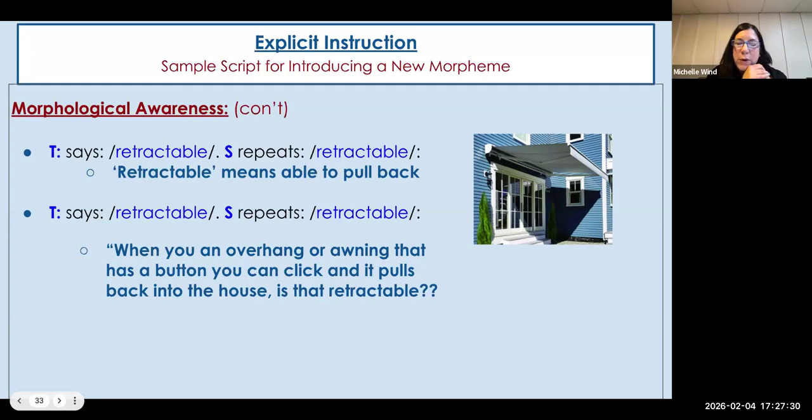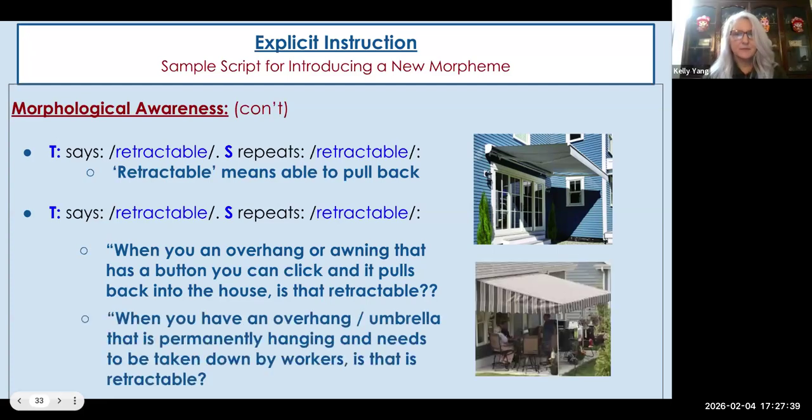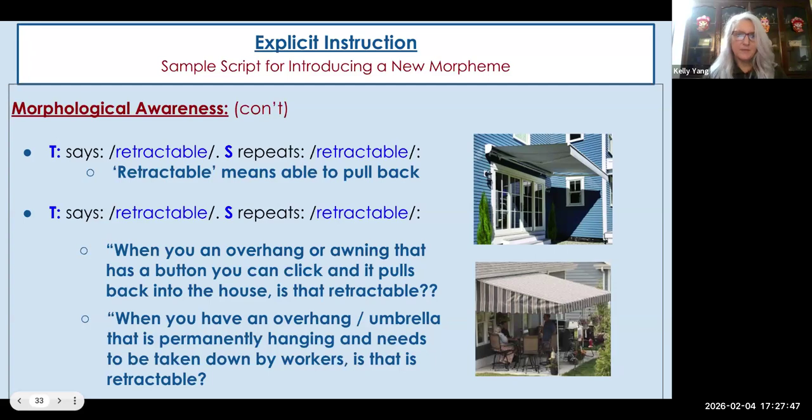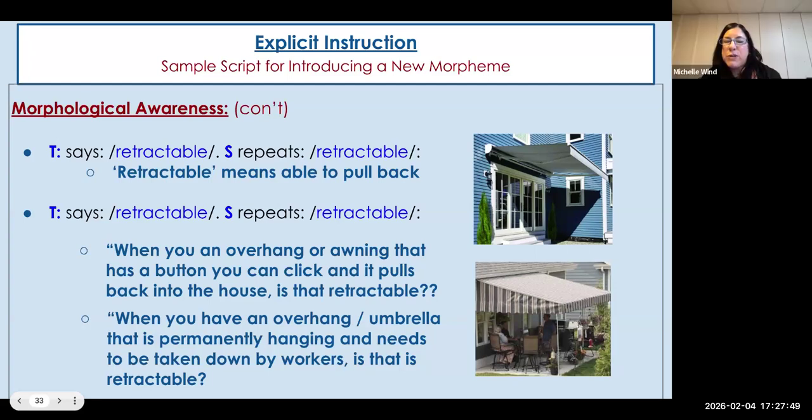Kelly, when you see an overhang or an awning that has a button that clicks and it pulls back the awning into the house, is that retractable? Yes. How about an umbrella or an overhang where it has to be taken down by workers by hand? Is that retractable? Nope. Okay. Any questions or comments with these activities so far for morphological awareness?